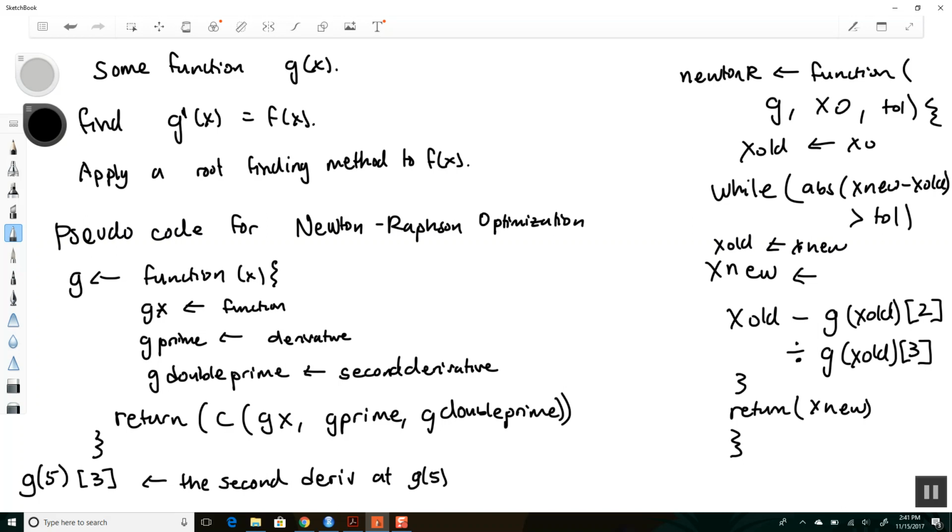Again, pretty much any of the root finding methods that have worked, if you can find the derivative, apply the root finding method to the derivative, and you'll find the critical points. Is that okay? All right.